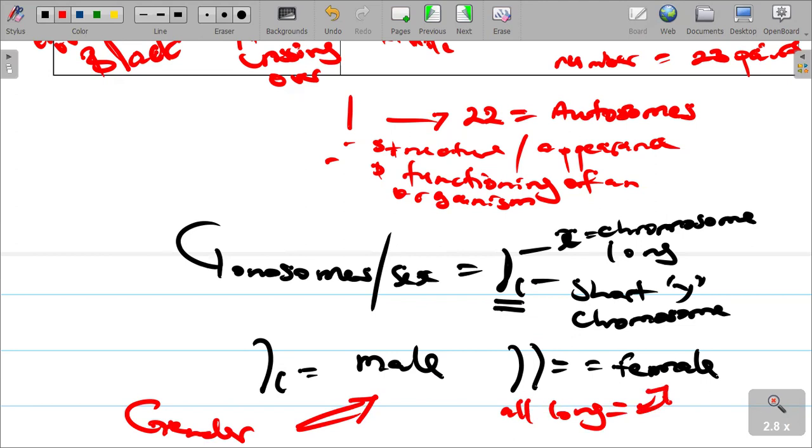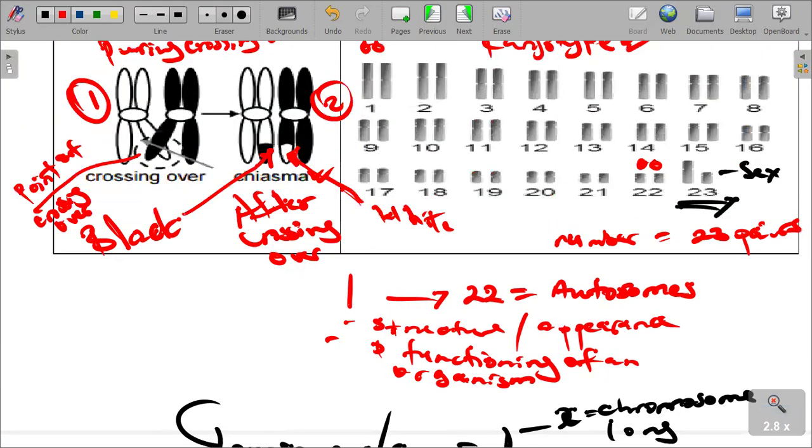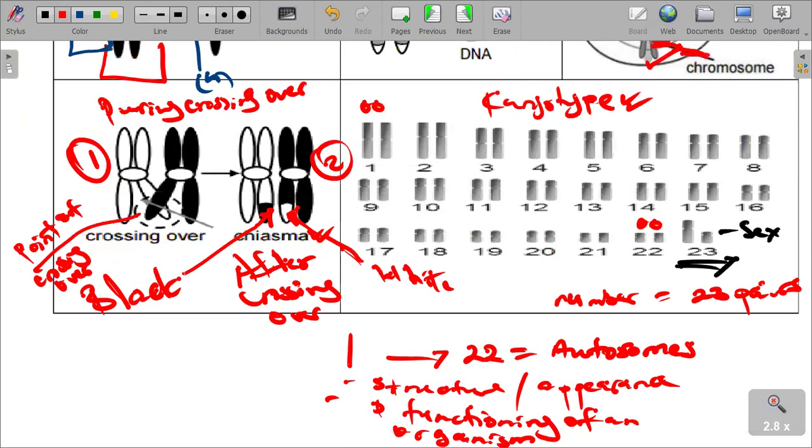Are we together there? If you look at the diagram of the karyotype that I have attached here, it is going to tell us whether this person is a male or a female. In this case, the karyotype that we have given here is for a male, because we have got a short Y chromosome on chromosome 23.